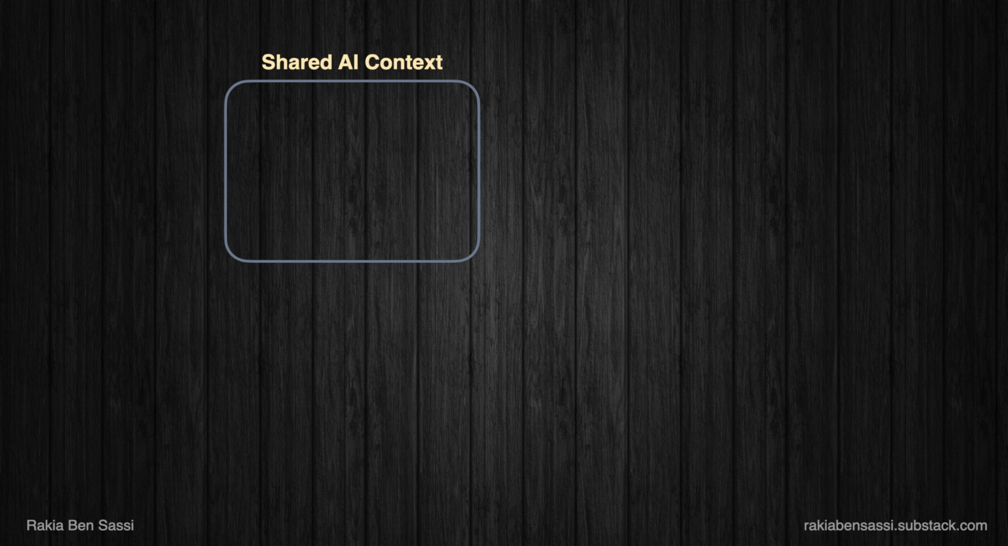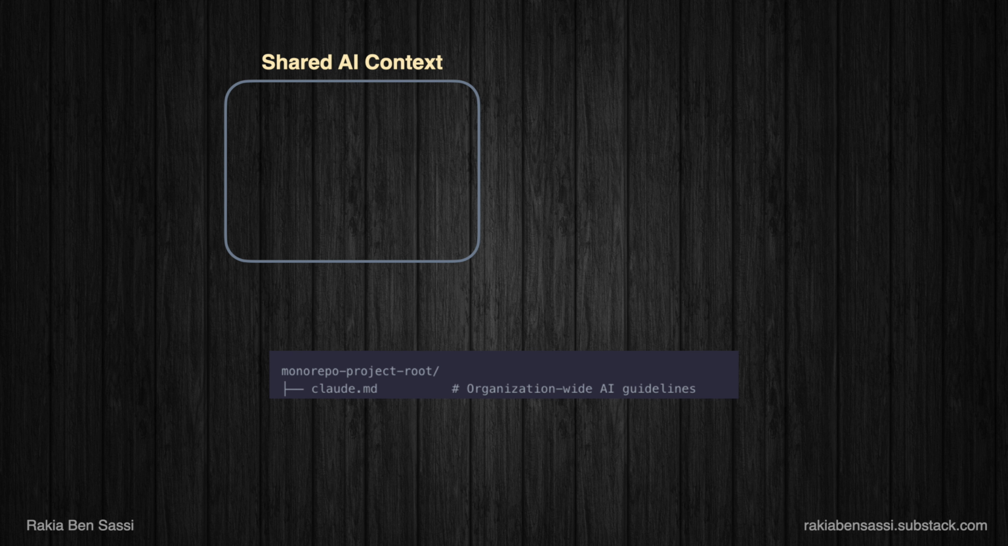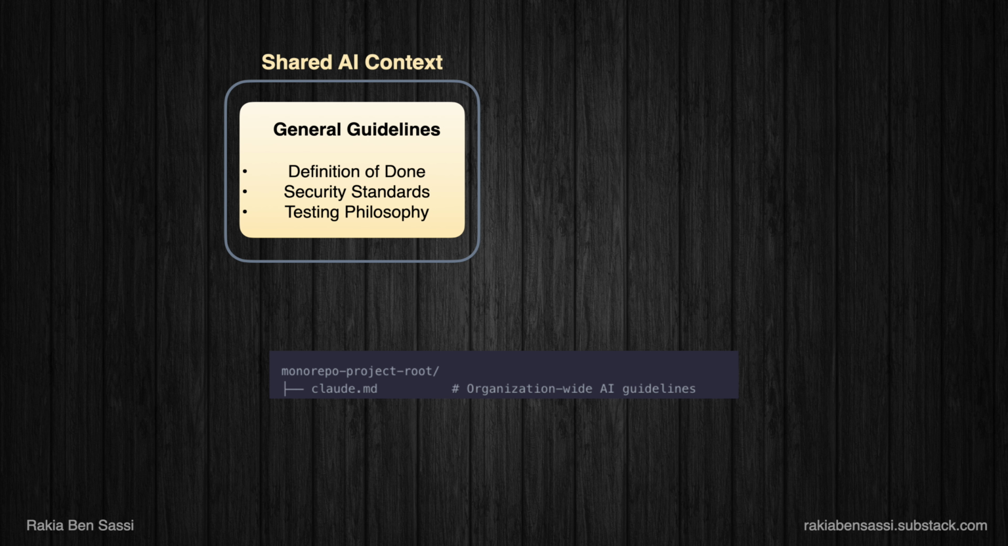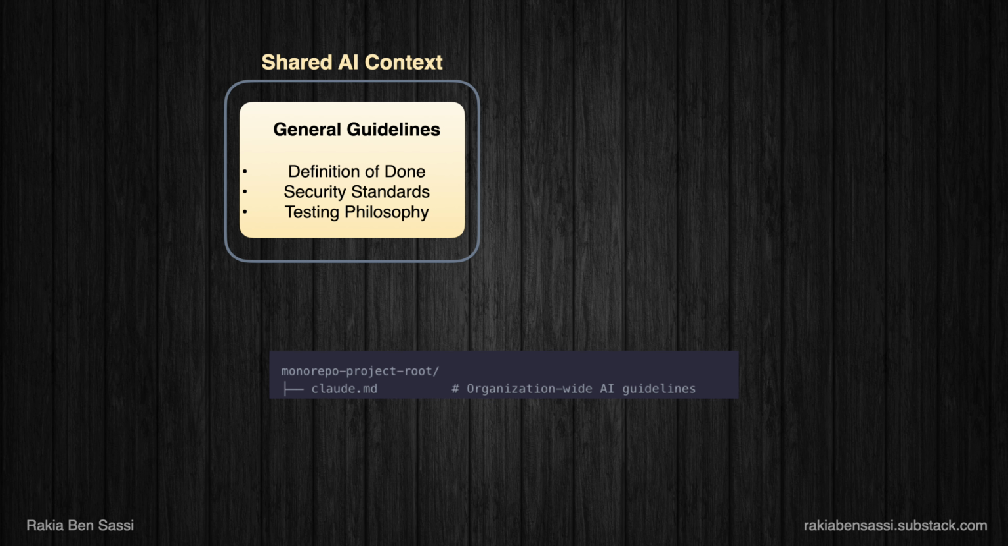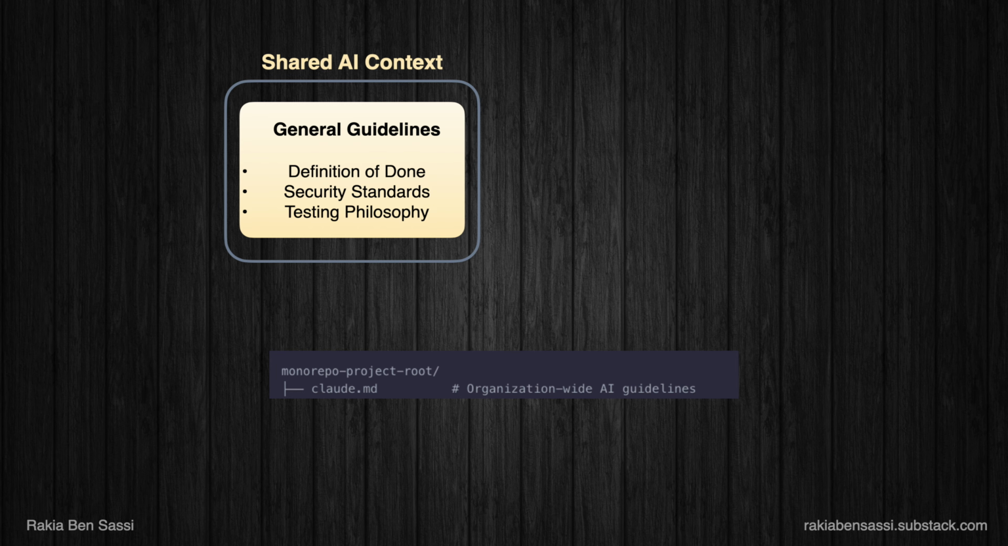And here is a tip. You don't want one giant 5,000 line file. You split your context. You split it into a shared file that lives in a shared spot and contains all your general AI coding guidelines. There you can put your definition of done, how you handle security, or your testing philosophy.